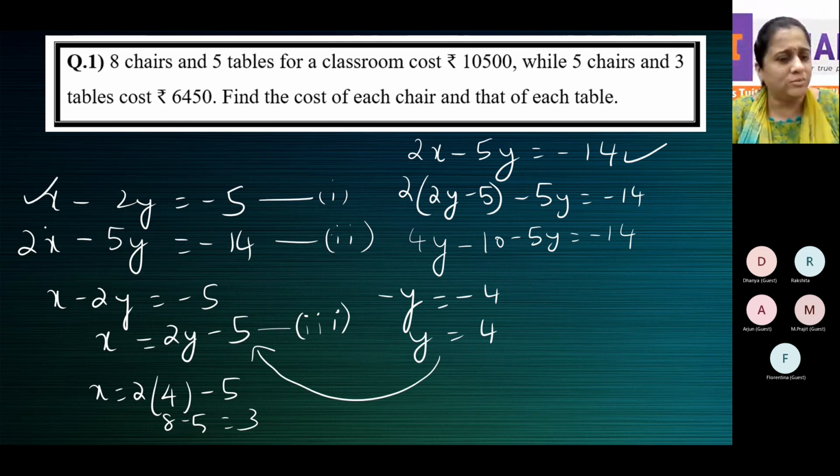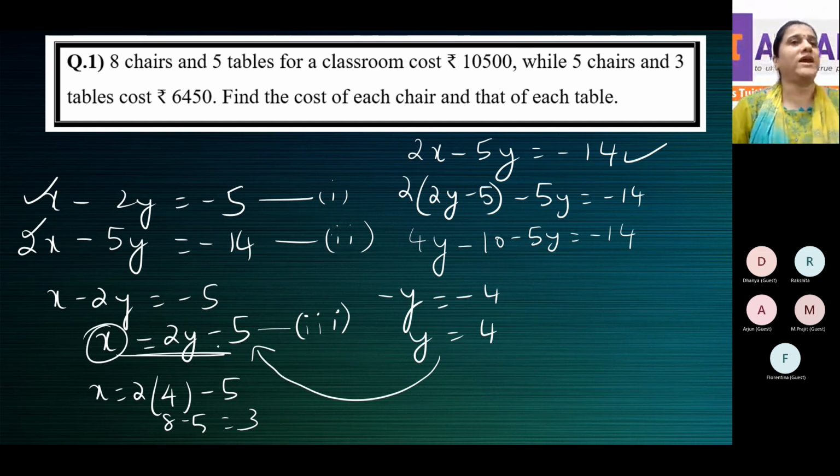You can substitute in any equation actually. You can put it here also. You can put it here. But simplest is here, because directly you will get x is equal to 2y minus 5. So 2 into 4 minus 5, 8 minus 5, 3. That's all. This is the substitution method.